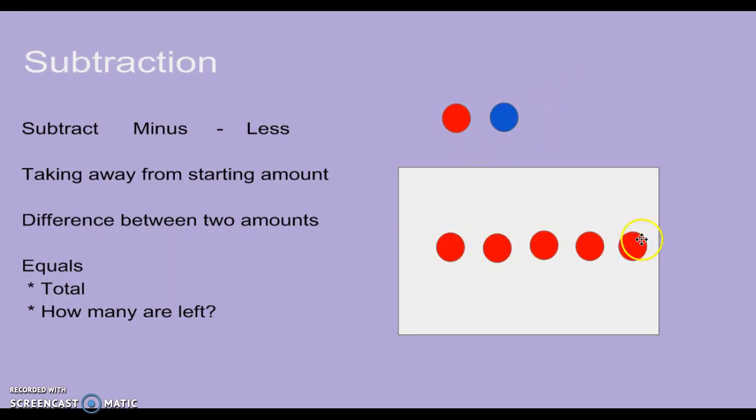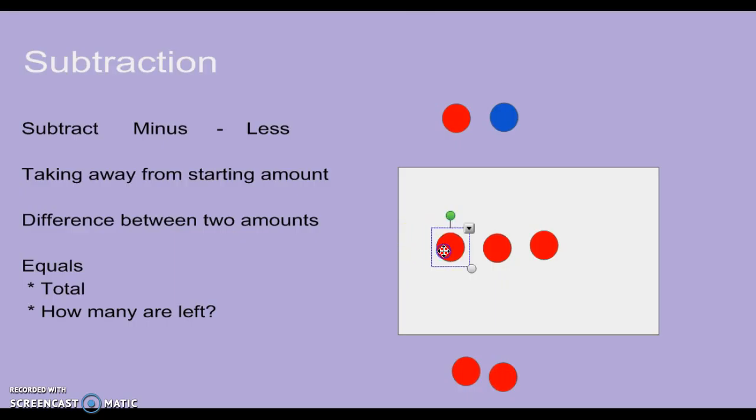So I'm starting with 5 pieces of candy. 2 of them were eaten. So I've taken them out of my counting area, but I still know that I took away 2. And then how many are left? You can see here where that is one of our equals things that we think of. How many are left now that I took those 2 away? So the total, or the answer, is 3.